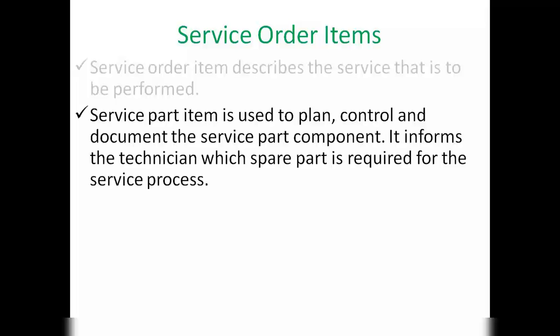Then the service part item is used to plan, control, and document the service part component. It informs the technician which spare part is required for the service process. As I said, to do that job, they need to change a filter. That means to fix the issue, they need to fix the server, they need to replace the hard disk. So what spare part do they require? That's your service part item.